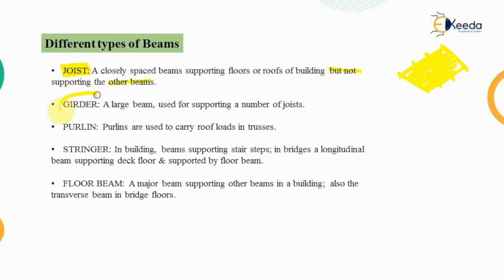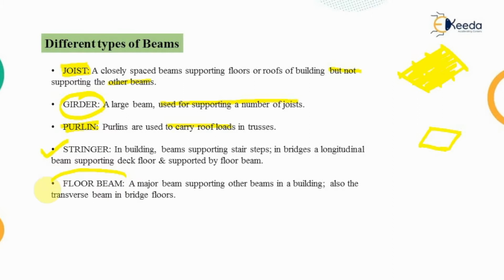Now a beam which is used for supporting a number of joists is known as the girder. While if we are using beams to carry the roof loads, then those beams are known as purlins. And the beams provided to support the purlins are known as rafters. Now in case of stringer beams, whenever we have a residential building, the beams provided at the periphery are known as the stringer beams.